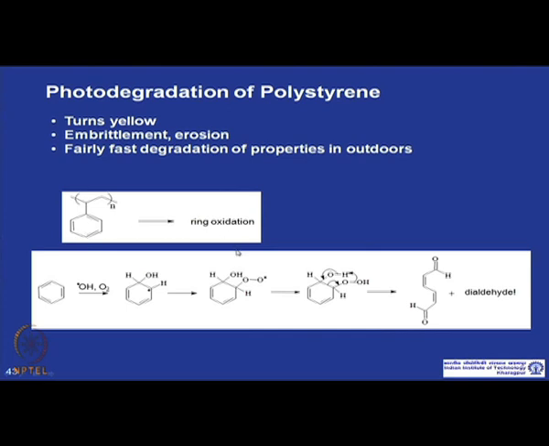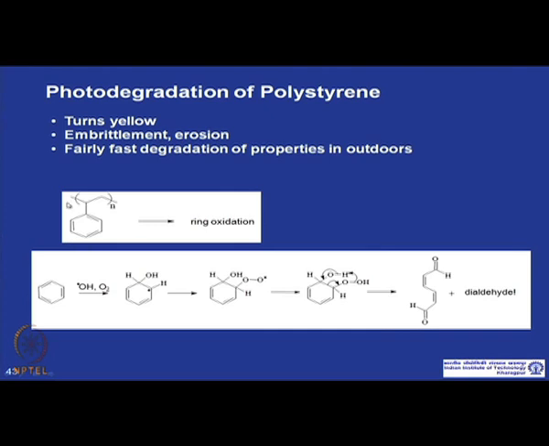Let us take an example of photodegradation of one polymer. In this case, let us talk about polystyrene. With exposure to UV light, it turns yellow as a result of bond cleavage by high energy UV light, and as a result the polymer becomes embrittled, and this degradation of molecular weight happens faster in outdoor conditions because it gets exposed to UV light to a much greater extent than in indoor conditions.